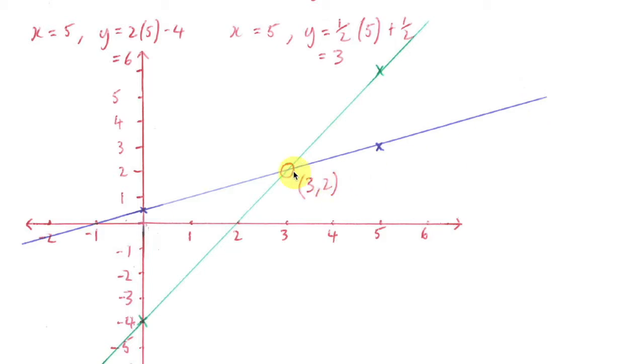But there is only one point, and it's here at the intersection of the two graphs, that make the first equation work and then at the same time make the second equation work. And that's the position 3, 2. So that satisfies both equations simultaneously. And that is the solution for the two equations.